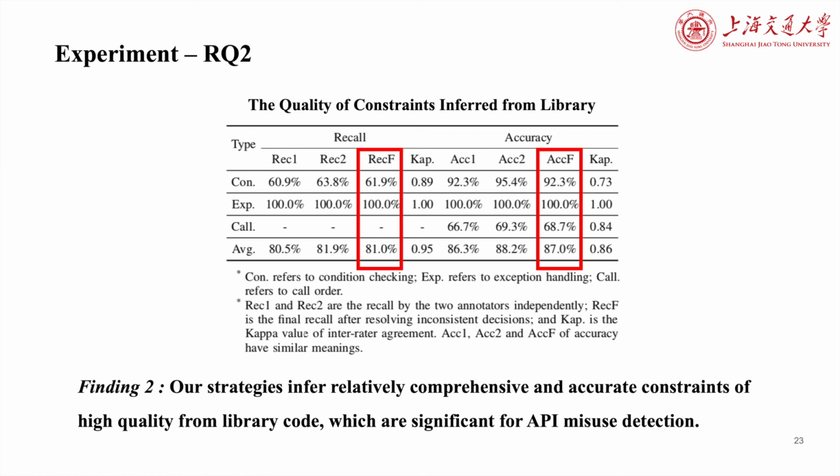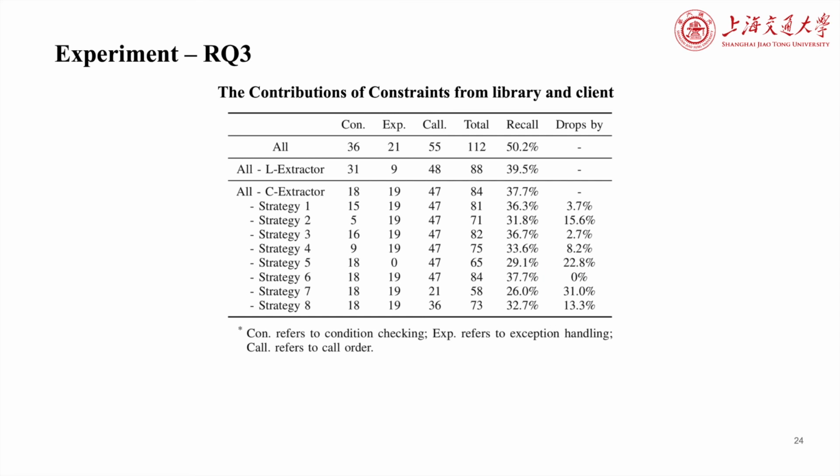API misuse detection. For our Q3, we conduct an ablation study to explore the contributions of the C extractor and each strategy of the L extractor. We analyze how many real API misuses in MUBench are detected when a specific component or strategy is missing. In this table, All minus L extractor means omitting the L extractor. All minus C extractor means omitting the C extractor. All minus C extractor minus strategy X means omitting the C extractor and a certain strategy.